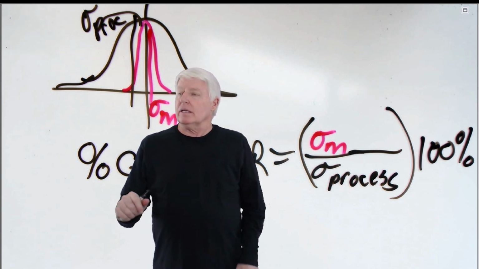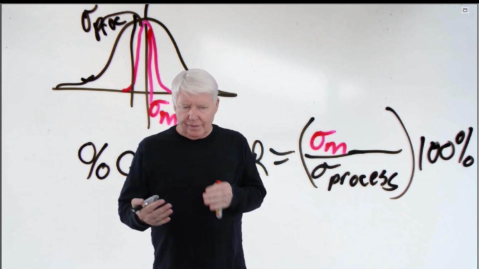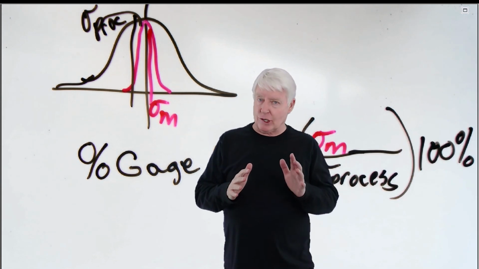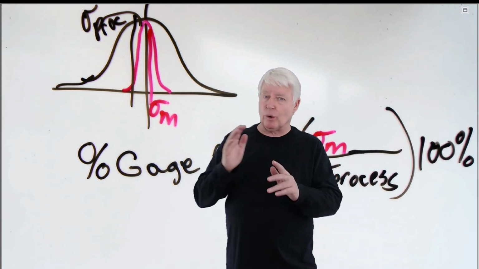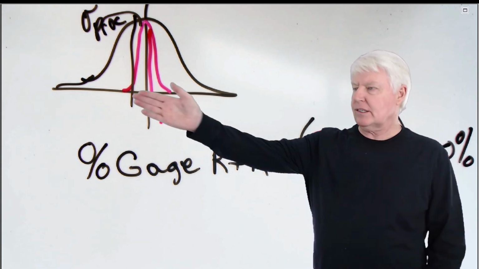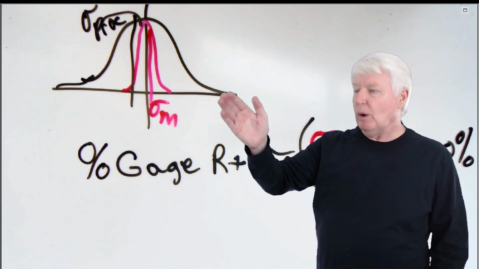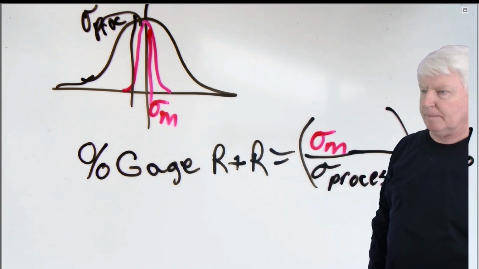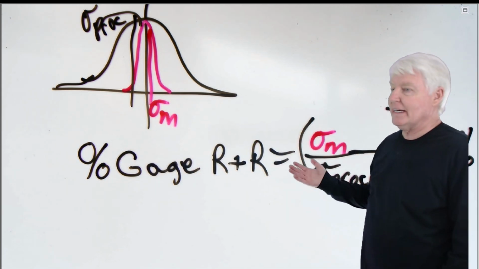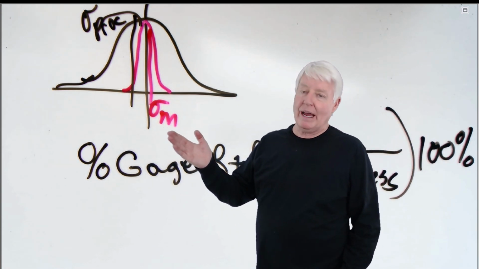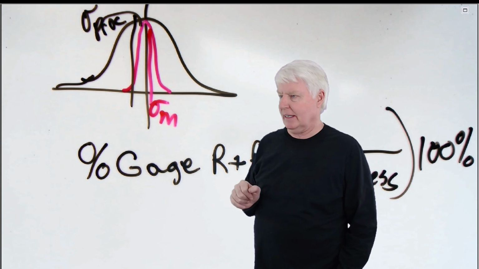Now, there's a rule on this, per AIAG anyway. To be measurable, you must have 30% or less percent gauge R and R. In other words, the width of this distribution must not be more than 30% of the process distribution. Of course, the lower this is, the happier we are. So we'd rather have 10% than 30%.